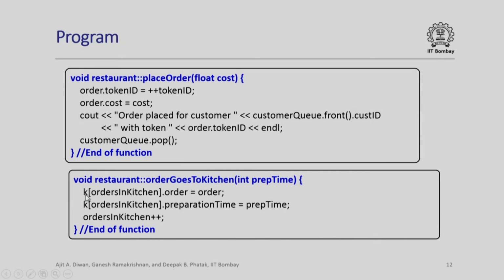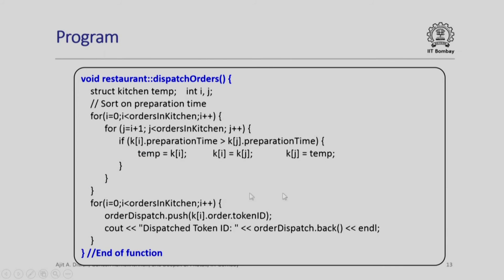Now, we have K as an array. Orders in kitchen is the serial number of the orders which are received in the kitchen. This is incremented by 1 every time a new order goes to the kitchen. All that we need to store is order information and the preparation time information. Once again, I will remind you, we are going to use an arbitrary preparation time for this illustration, just to emphasize how queues are properly used.